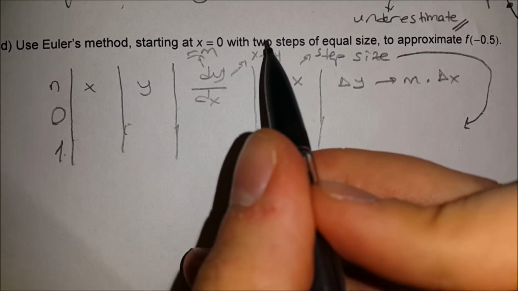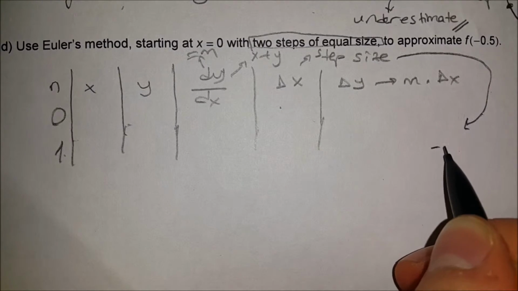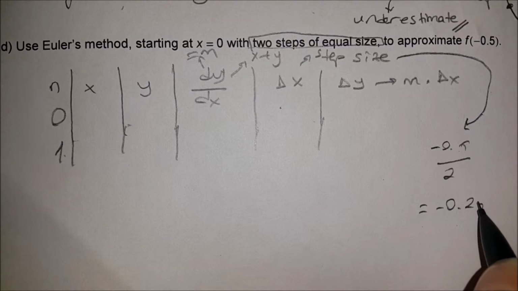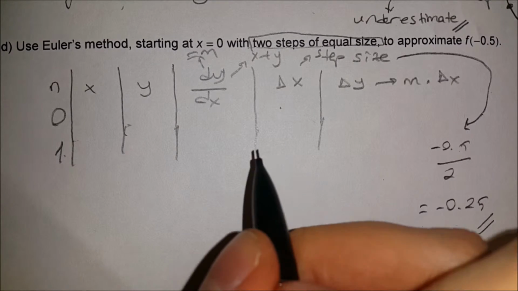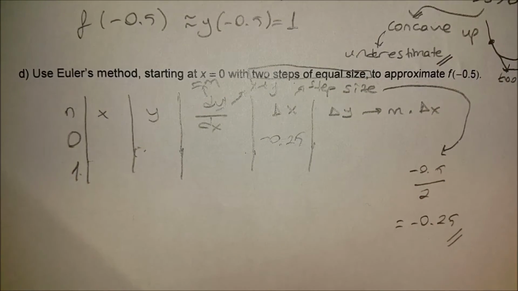In order to determine our step size, we need to look at where we are going. We are going from x equals 0 to x equals negative 0.5. So we'll go negative 0.5, and if we divide it by 2, we get negative 0.25. So that is our step size.